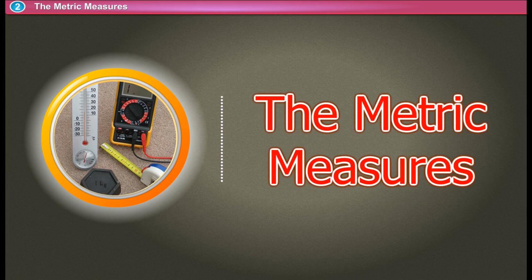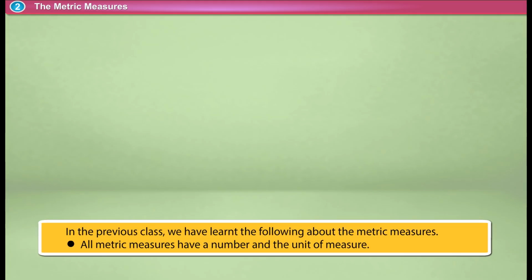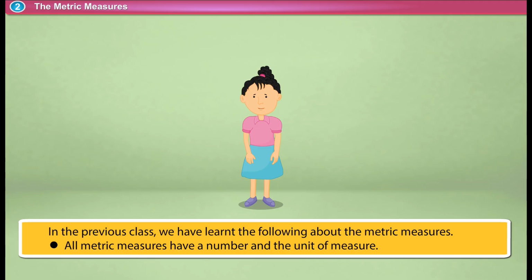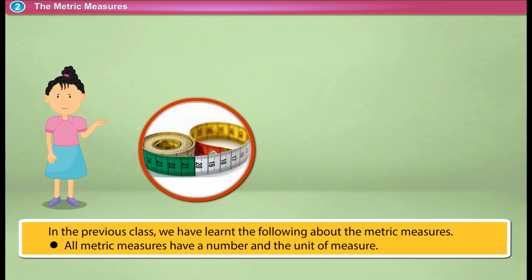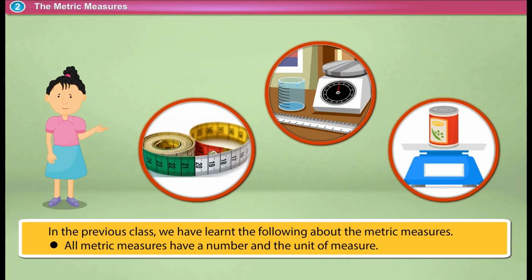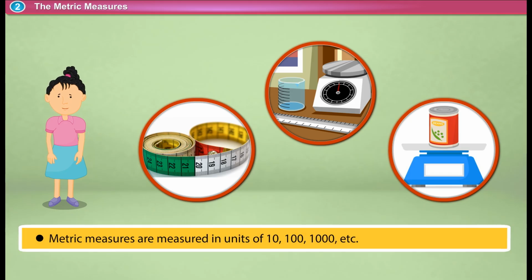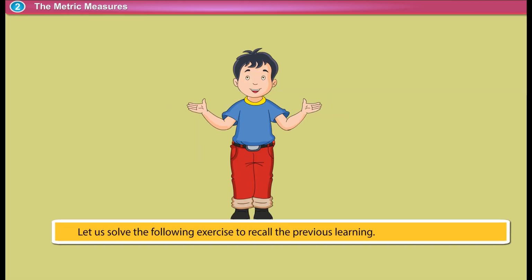Lesson 2. The metric measures. In the previous class, we have learnt the following about the metric measures. All metric measures have a number and the unit of measure. Metric measures are measured in units of 10, 100, 1000, etc. Let us solve the following exercise to recall the previous learning.